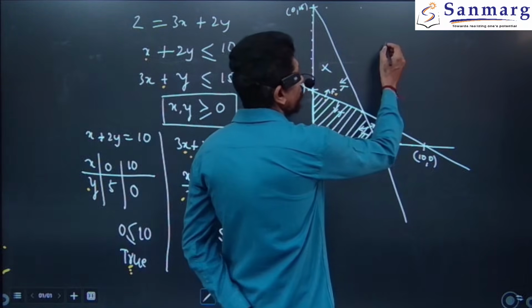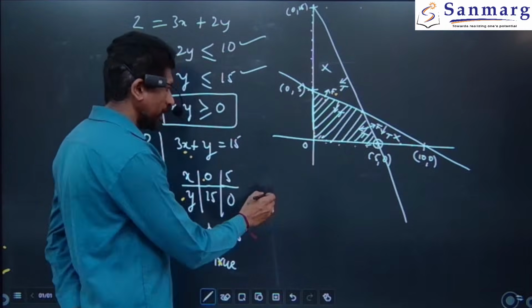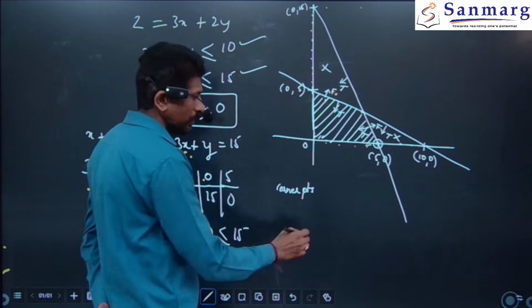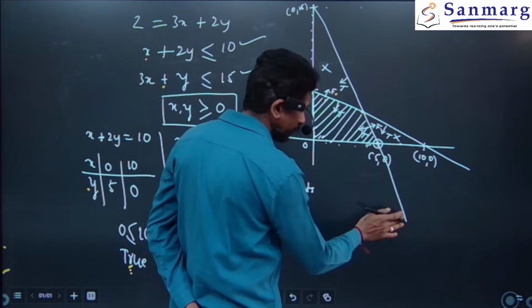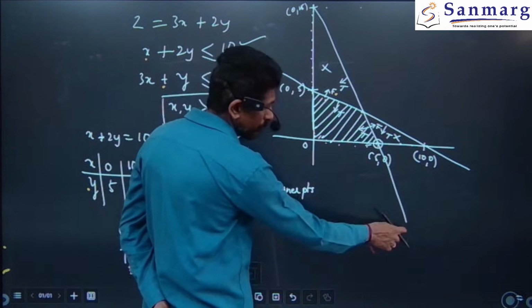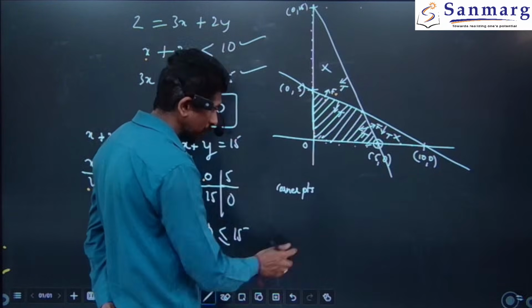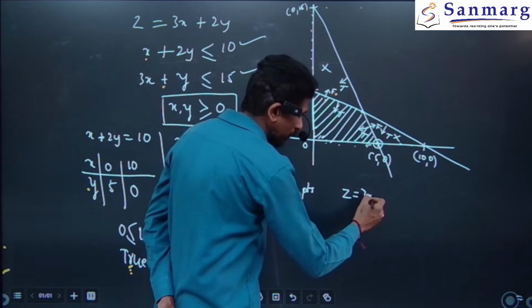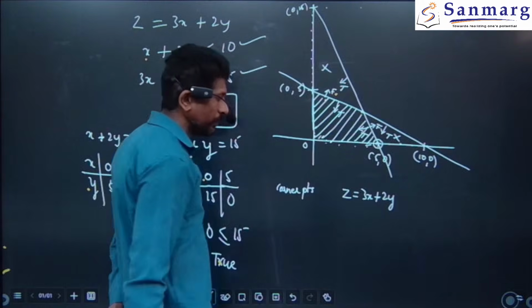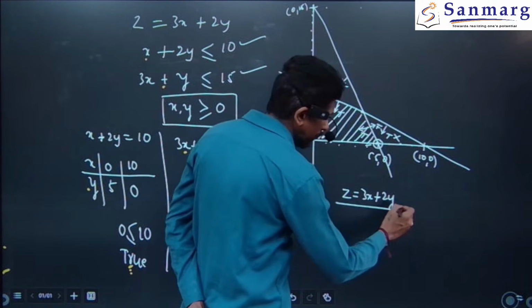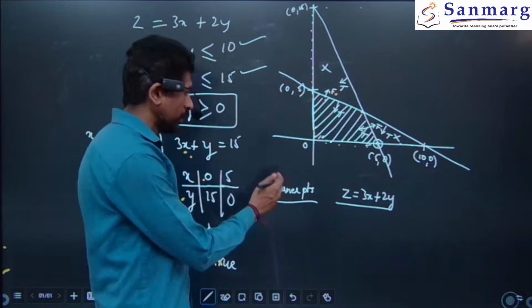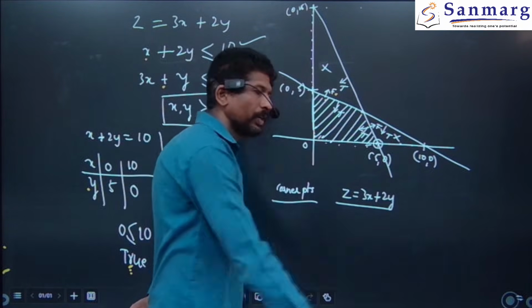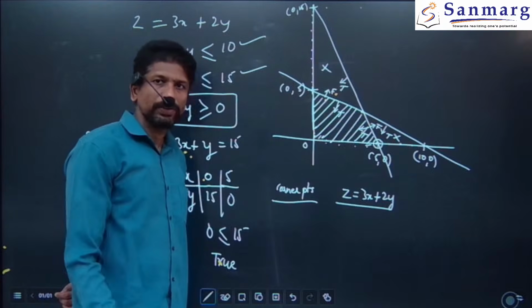By considering these 3 points, first make 3 columns here. One is corner points. Next one, write objective function. The objective function is 3x plus 2y, and you will get the value here. So make 3 columns. One is corner points, the second column is the objective function part, the third one is the value, where you have to identify whether it is the minimum or maximum.